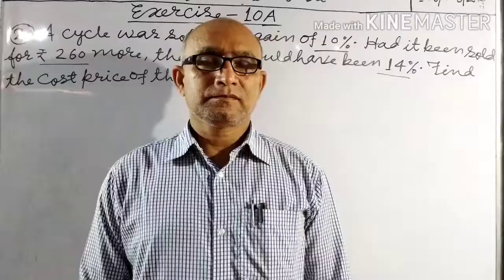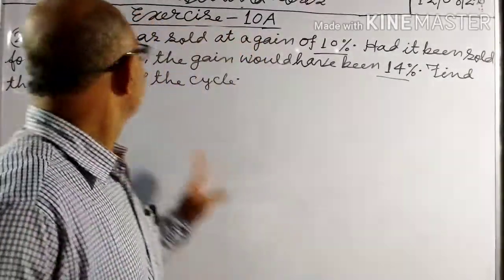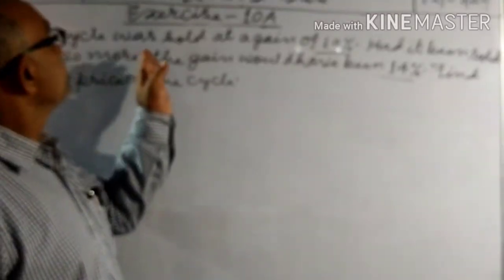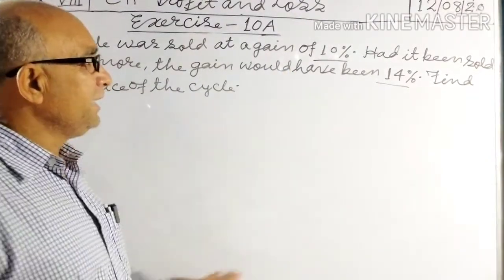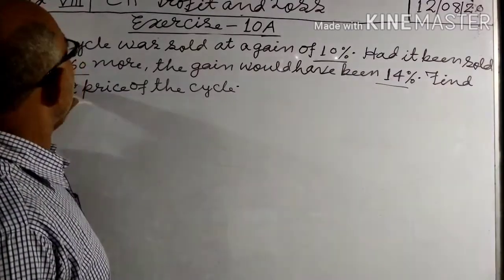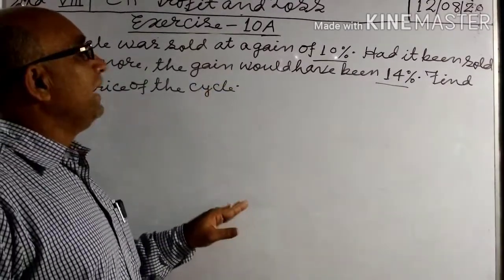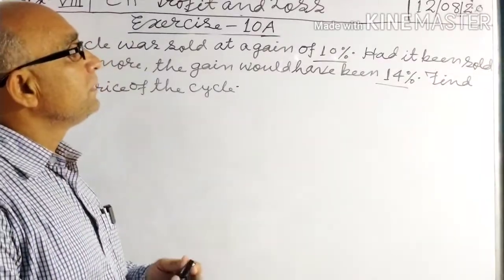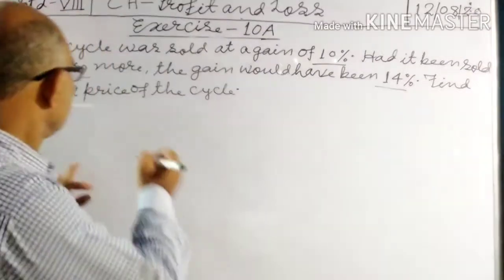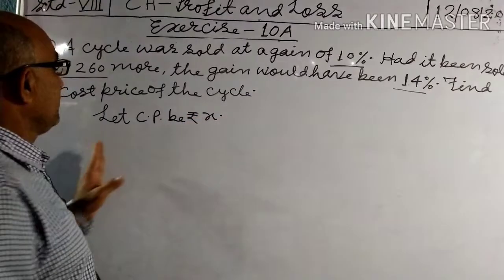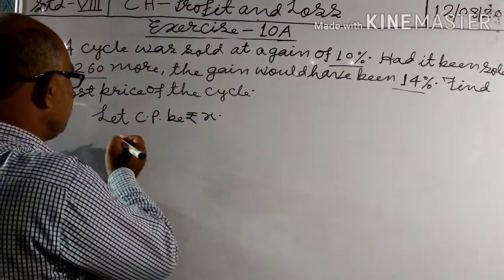Understand and write it. Next question, question number 20. A cycle was sold at a gain of 10%. Had it been sold for rupees 260 more, the gain would have been 14%. Find the cost price of the cycle. So let the CP be rupees X.